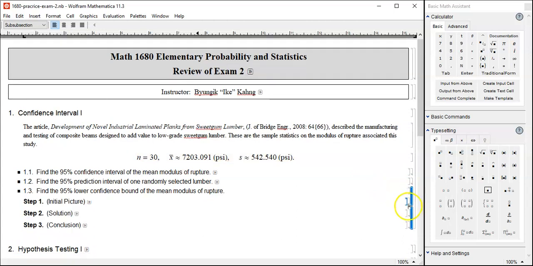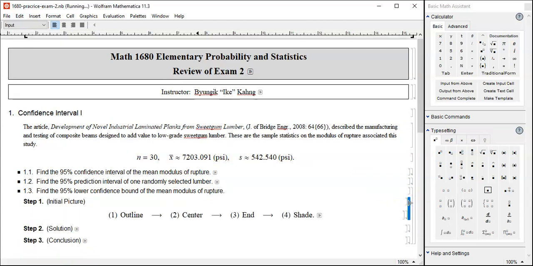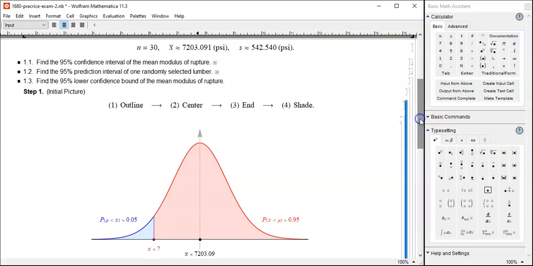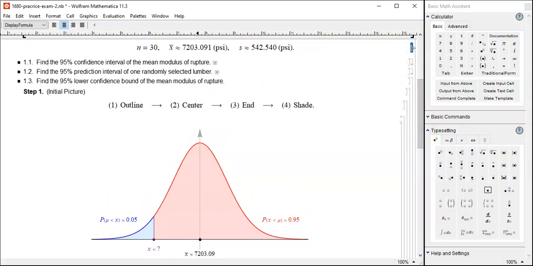Okay, let's begin. Here's the initial picture. An initial picture is not symmetric this time. We are looking for lower confidence bound, you see. So we have this one. Oh, by the way, I better copy and paste this thing here.